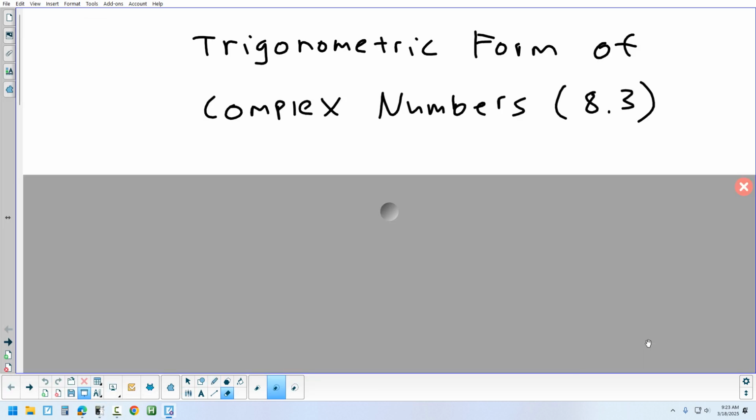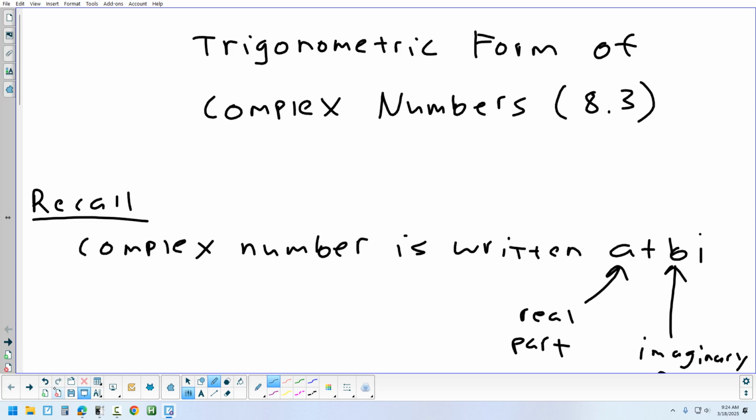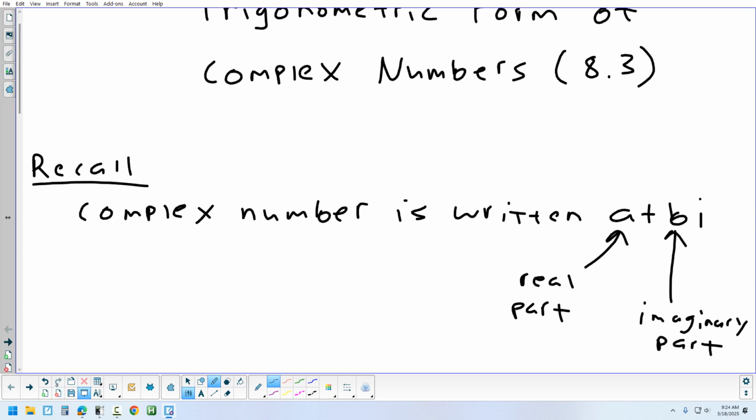All right, so 8.1 and 8.2, those were on solving right triangles. 8.3 and 8.4 are nothing to do with solving triangles, but they are connected to each other. And it's how we can work with complex numbers, but in a different way, what's called trig form. What we're used to doing is standard form. Standard form of a complex number looks like that. It's when you have a real part and you have an imaginary part.